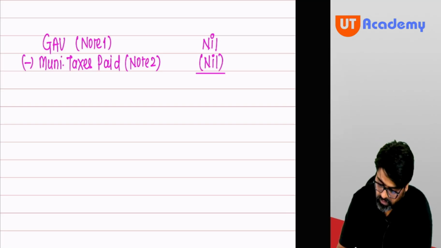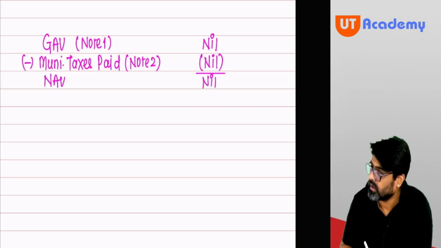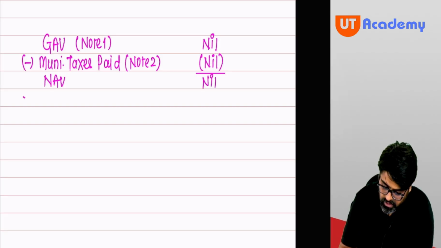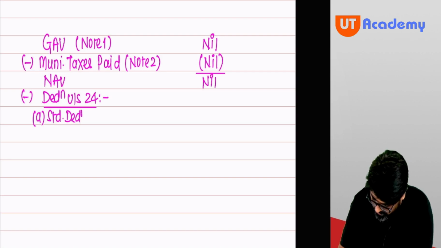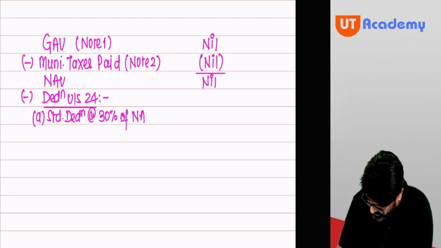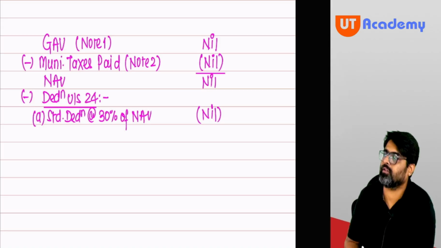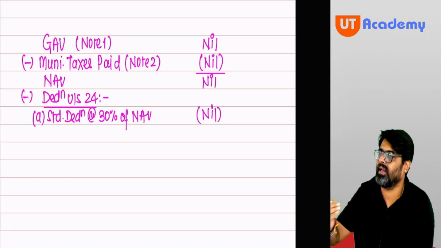Next one, NAV. NAV is how much? On your calculator, nil minus nil will be nil. Very good. Take 30% of nil. Deductions under section 24, clause A: standard deduction at the rate of 30% of NAV. That will be nil, because whenever the NAV is negative or nil, we don't get any standard deduction.